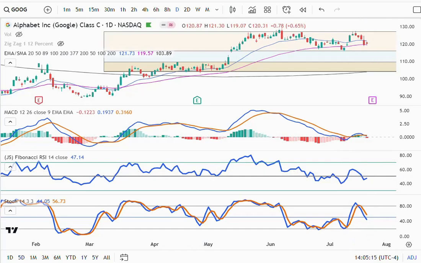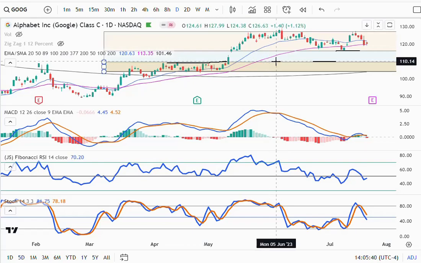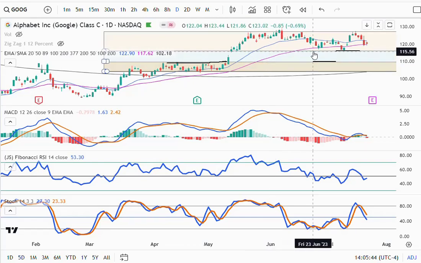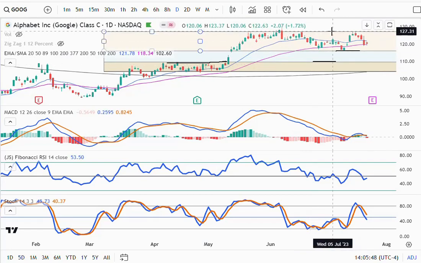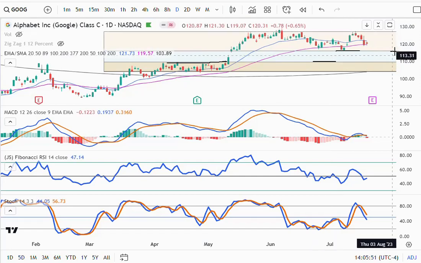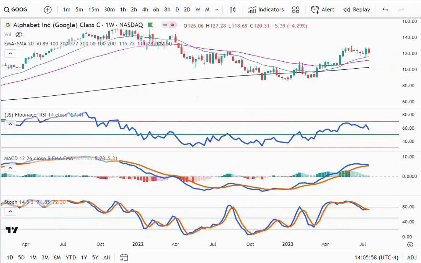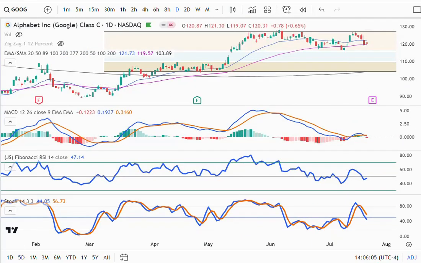So if there is any further weakness, I'm watching this level right here. This is the previous low, which is around 115. It closed at 120. So 116, it's actually 116. That's the level I'm watching on the downside first. If there is further weakness, then I'm watching this level right here, because you can see that there was quite a bit of support. This level is around 110. So 116 and then 110 on the downside, and then on the upside, I'm looking at 127. So overall, although the daily picture may not be as bullish, I'm not seeing any sort of weakness on the weekly chart at this point. So that's Google in my opinion.